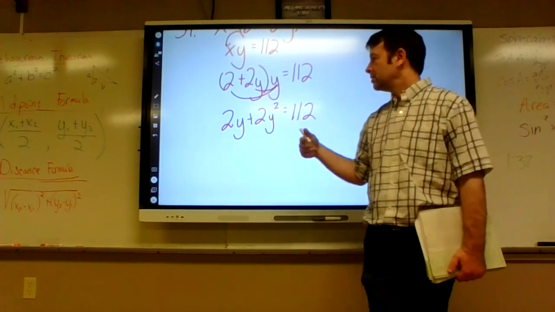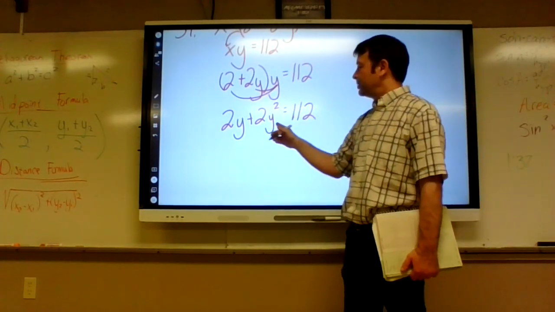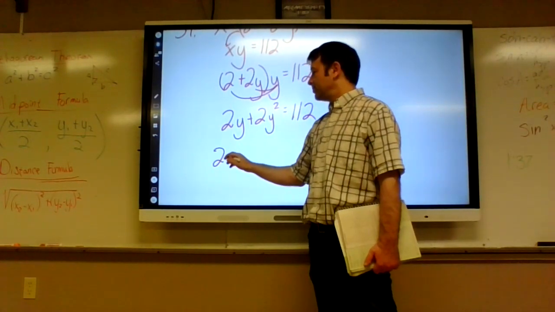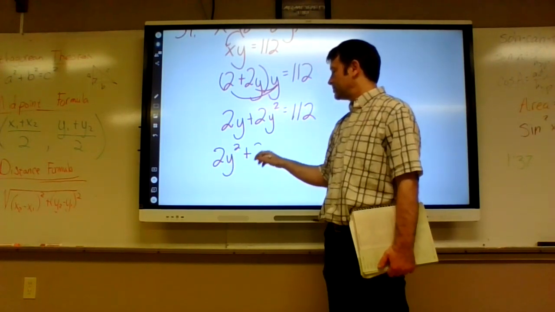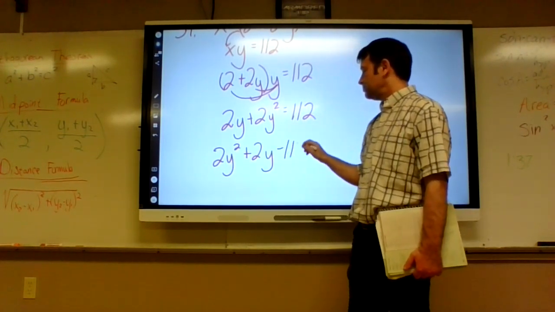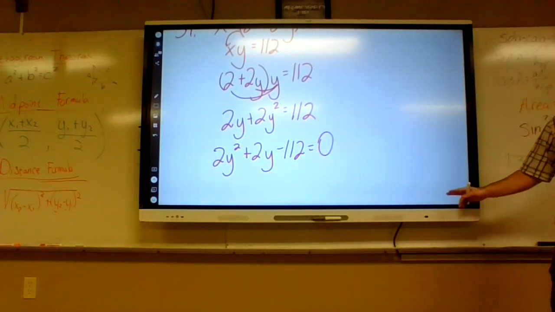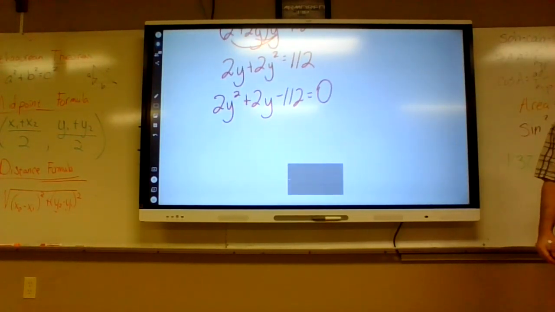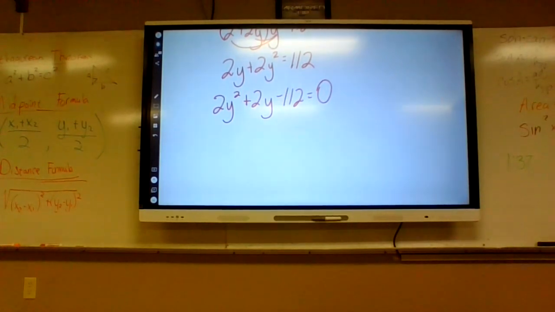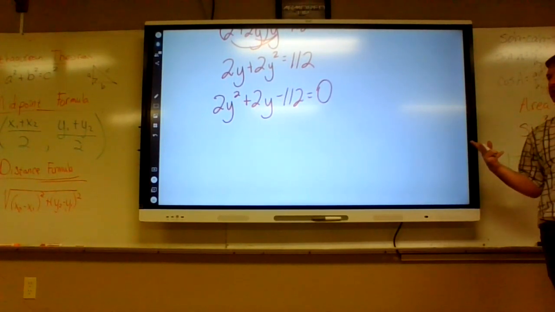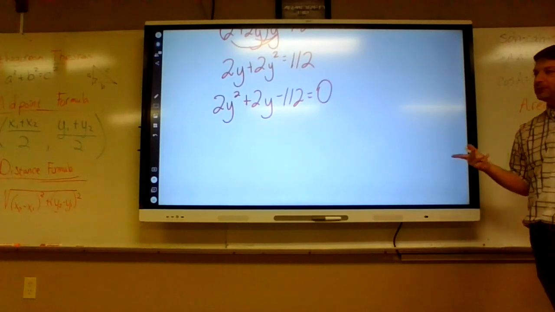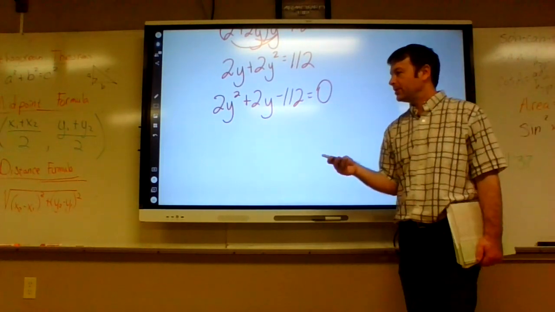So I'm going to subtract the 112 over. Also, I'm going to change the order on the left side so it's in standard form. So now it's ready to factor, or it's ready for your A, B, and C in the quadratic formula. Factoring is usually quicker if you know how to do it. If you don't, sometimes it doesn't factor and you have to use the quadratic formula.